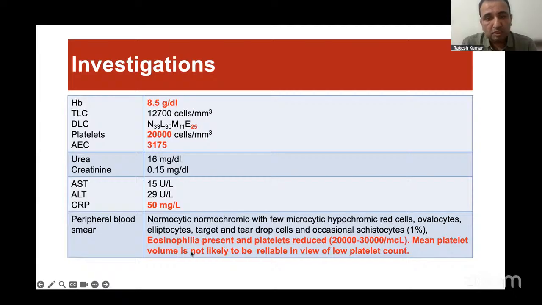Mean platelet volume is sometimes difficult to assess when we have a very low platelet count, and it would be difficult to see in the culture also.